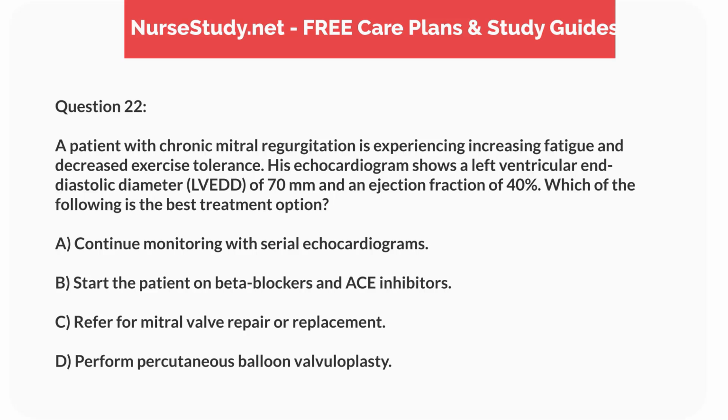Question 22. A patient with chronic mitral regurgitation is experiencing increasing fatigue and decreased exercise tolerance. His echocardiogram shows a left ventricular end diastolic diameter, LVEDD, of 70 mm and an ejection fraction of 40%. Which of the following is the best treatment option? A. Continue monitoring with serial echocardiograms. B. Start the patient on beta blockers and ACE inhibitors. C. Refer for mitral valve repair or replacement. D. Perform percutaneous balloon valvuloplasty.